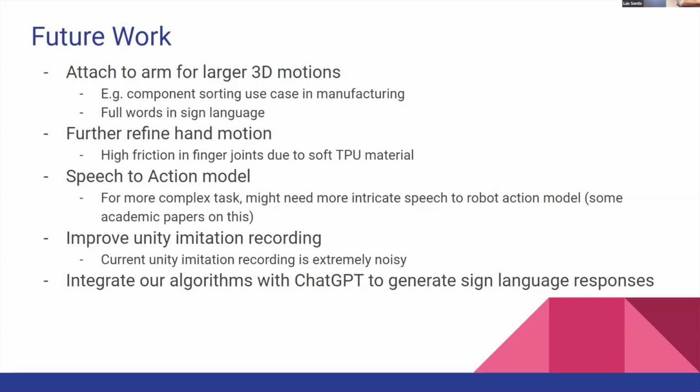We want to improve our Unity imitation recording because, as I said, the finger occlusion is quite a big problem for complex movement. And then maybe we could also integrate our algorithms and our speech with ChatGPT so that it can give you real responses and you can just ask it something and it'll sign you back. Yeah, are there any questions?